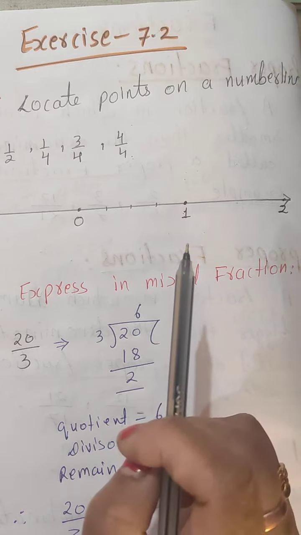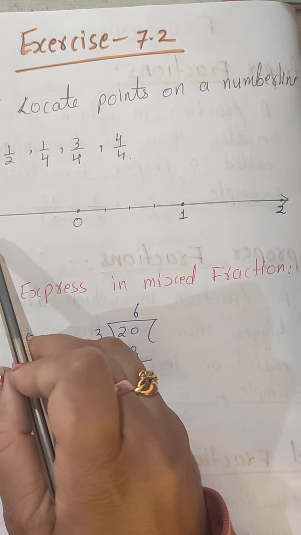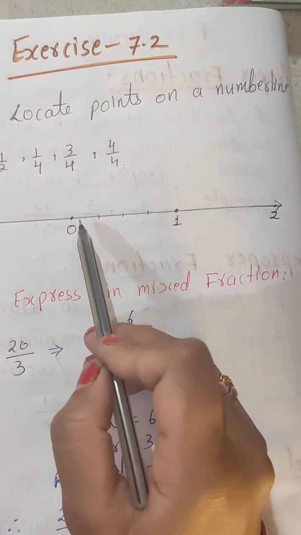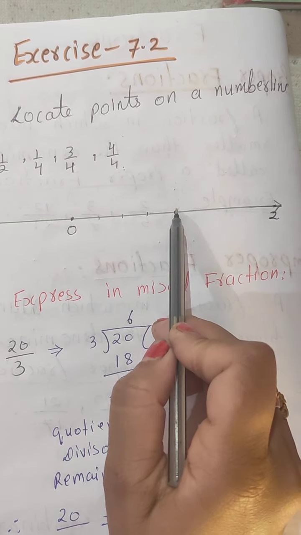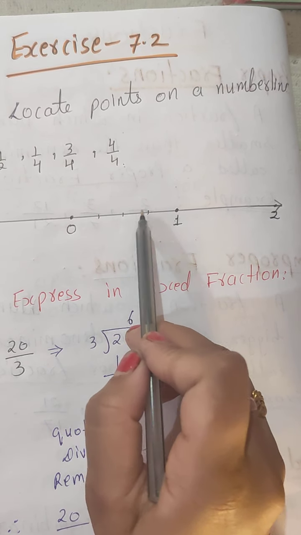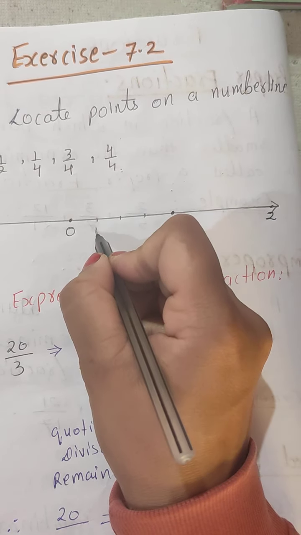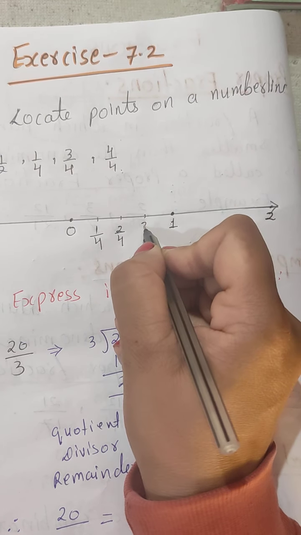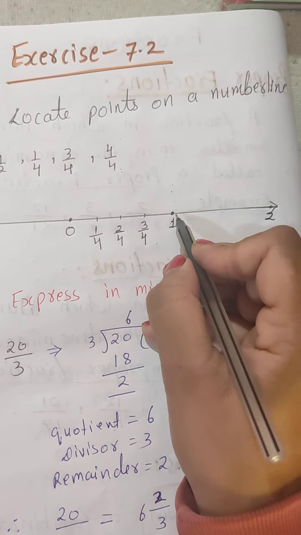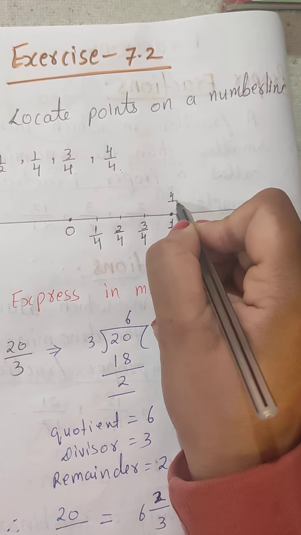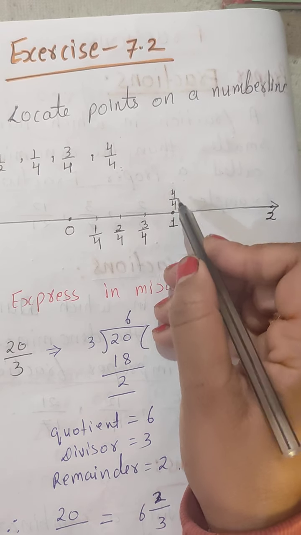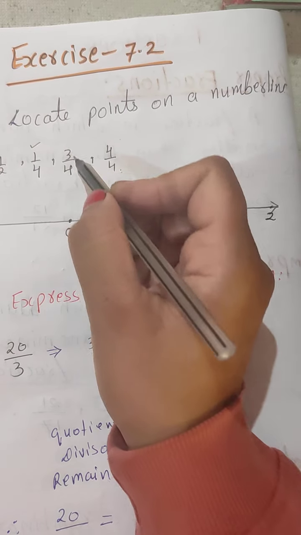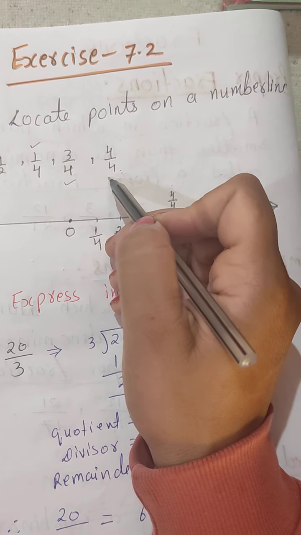So you will use the scale. Just for understanding, I have written over here -1. This is 0, this is 1 and this is 2. Now we are dividing this distance 0 to 1 into 4 equal parts: 1, 2, 3 and 4. The first part will be 1 by 4, the second part will be 2 by 4, the third part will be 3 by 4 and the fourth part is actually 4 by 4, and 4 by 4 gives you 1 because 4 and 4 cancel. Similarly, you have represented 1 by 4, 3 by 4, and 4 by 4.